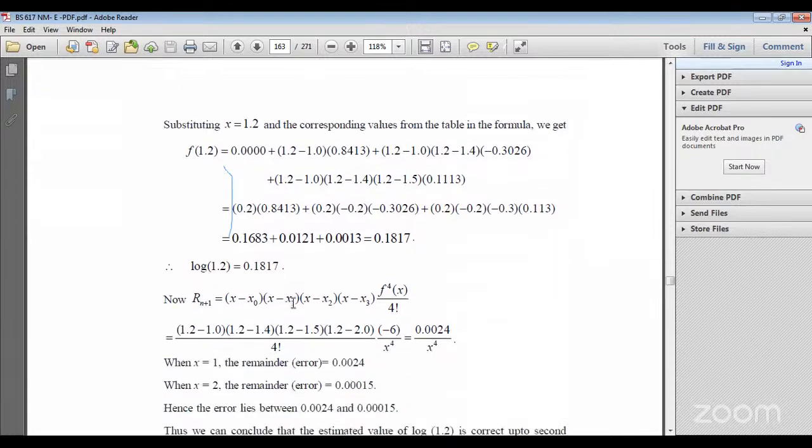But the remainder part is (x minus x naught)(x minus x1)(x minus x2)(x minus x3) f power 4 of x, divided by 4 factorial. So we substitute 1.2 minus 1.0, 1.2 minus 1 point, and all the values here from the table. In the remainder, the 4 factorial is cancelled out in the numerator part, so only the x4 part will be there, that is 4 into 3 into 2 into 1.